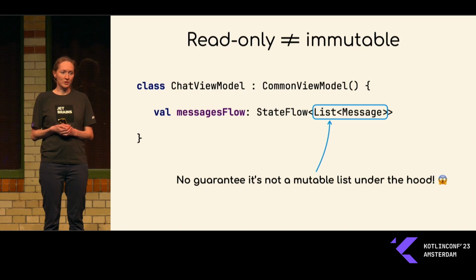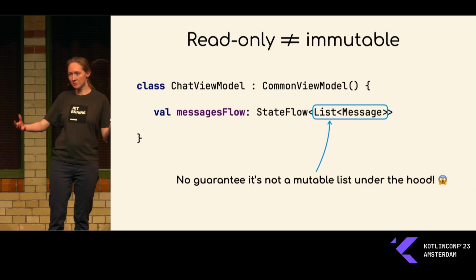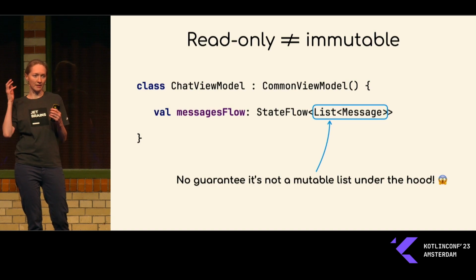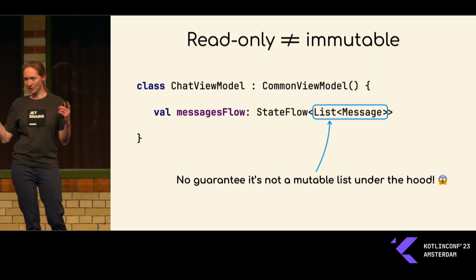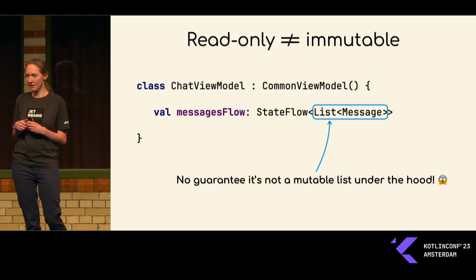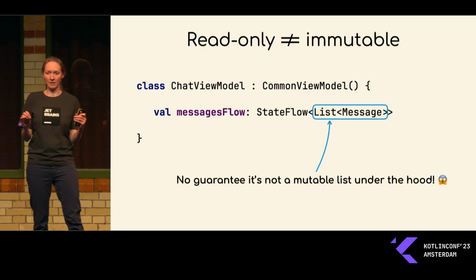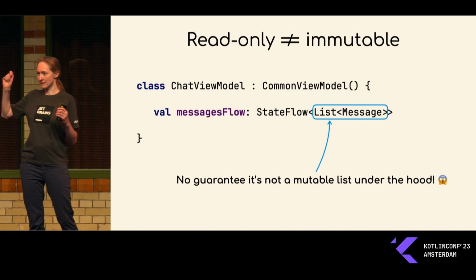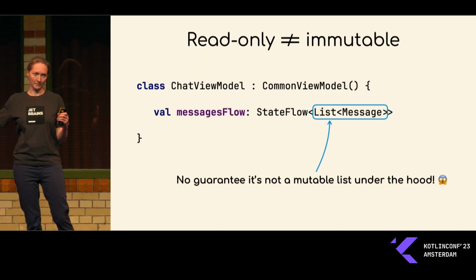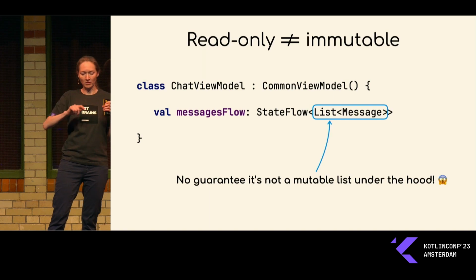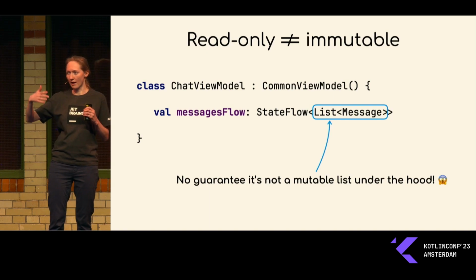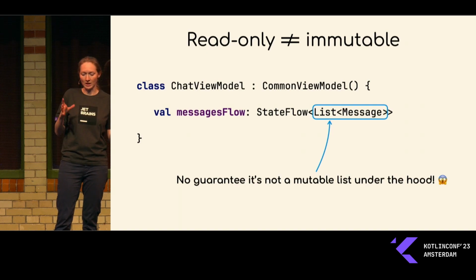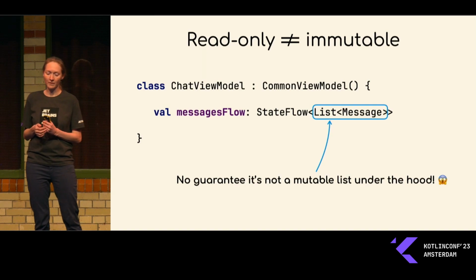And what I want to highlight here is that when you see list in Kotlin as a part of your API, you should be very aware that it doesn't mean that this list is immutable. It is read-only, which means that you only have read-only access to it, but there is no guarantee that it's not a mutable list under the hood.